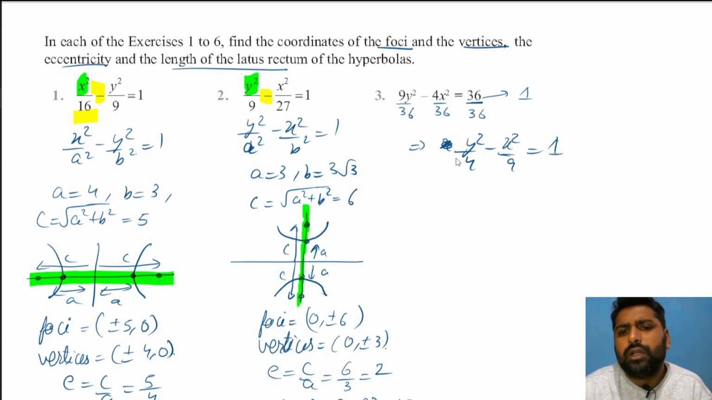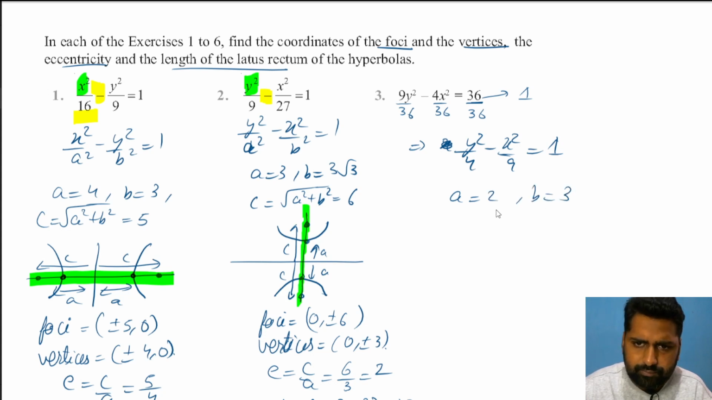Once this is done, clearly it's on the y-axis, so same kind of graph, so I'm not drawing it again. Because y is written first, every coordinate will be in terms of y. So A is the first one always, that's 2. B is 3. A is the coefficient of the first variable as such. There is no constraint that A has to be the bigger one. So A is 2, B is 3.